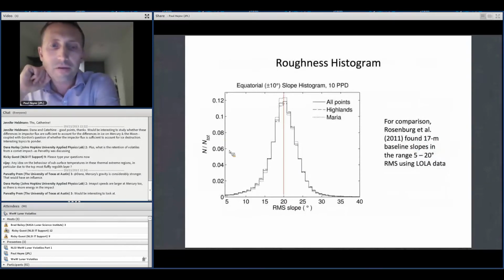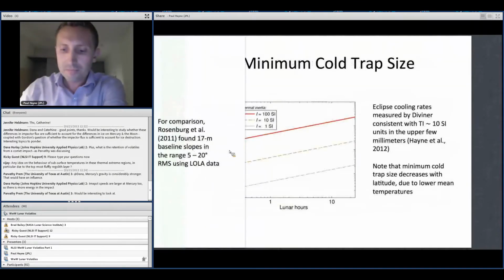So we don't really see any correlation to speak of between the maria and highlands terrains. Both have peak RMS slopes around 20 degrees. And just for comparison, as I said, larger scales tended to show smaller RMS slopes, lower surface roughness. And so Meg Rosenburg did this using LOLA data. And so on this 17-meter baseline, they find slopes in the range of about 5 to 20 degrees.